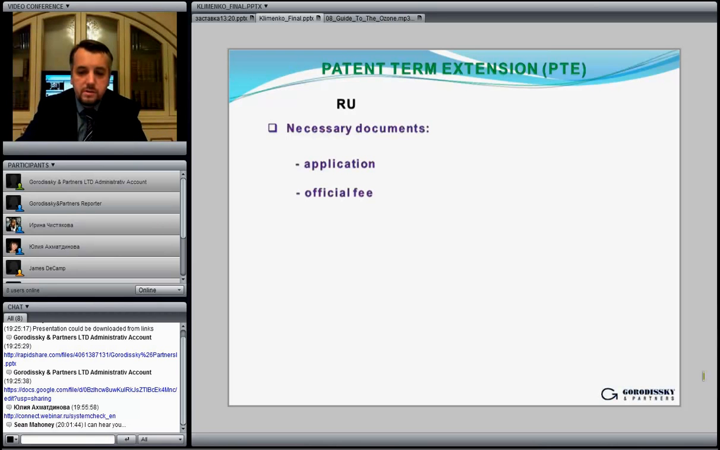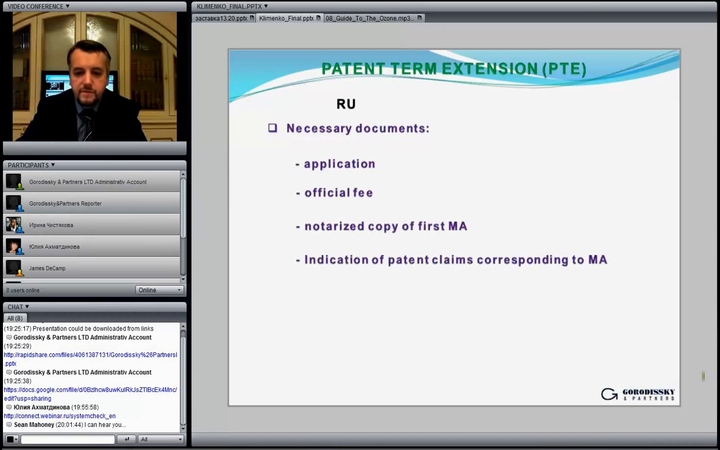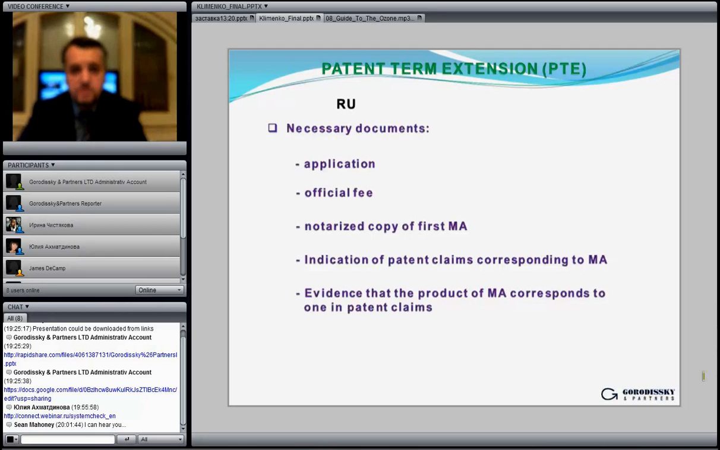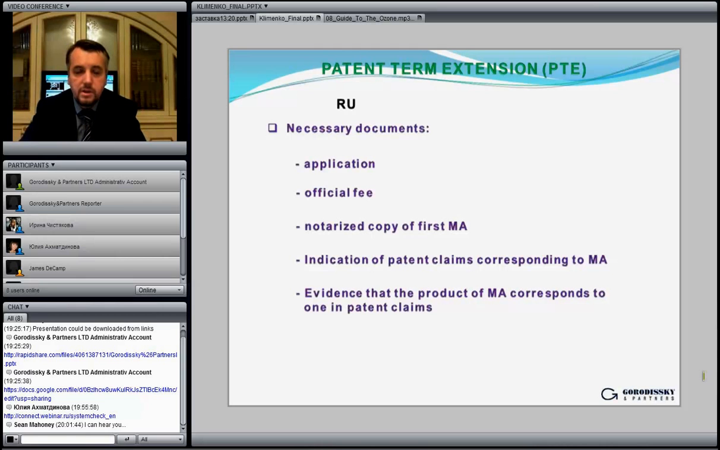So, I mean, the application needs to have the actual application, official fee, notarized copy of the first MA, and then indication of what patent claims are in question corresponding to the MA. And finally, you have to present some sort of evidence that will convince the office that the product mentioned in the marketing authorization is the one mentioned in the patent claims. So this is not a closed list: from some structure obtained from some structure register, from pages from some encyclopedia, instructions for therapeutic use, to some really elaborate and tricky documents.